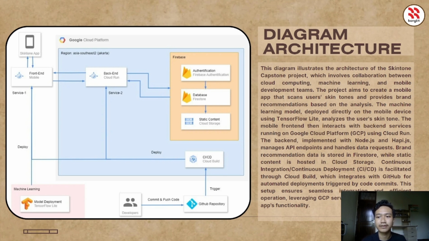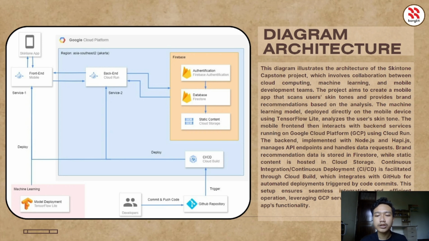user's skin tone. The mobile front end then interacts with backend services running on Google Cloud Platform, or GCP, using Cloud Run service. And then the backend is implemented with Node.js and Hapi.js to manage API endpoints and handle data requests. Brand recommendation data is also stored in Firestore, while static content is hosted in cloud storage.